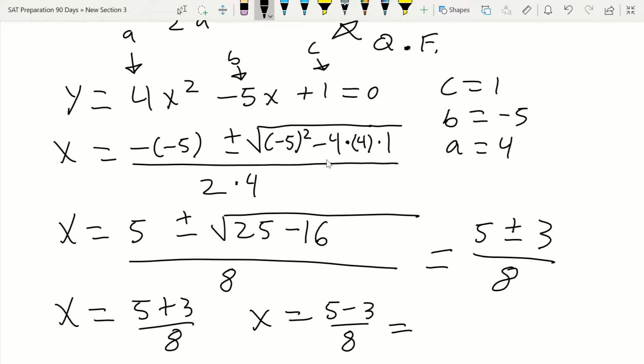Now when we do that, what we're going to find is we have our 5 plus 3 over 8. 5 plus 3 is 8. 8 over 8 is 1. So we see that one of our zeros is going to be 1. So one of our roots will be 1.